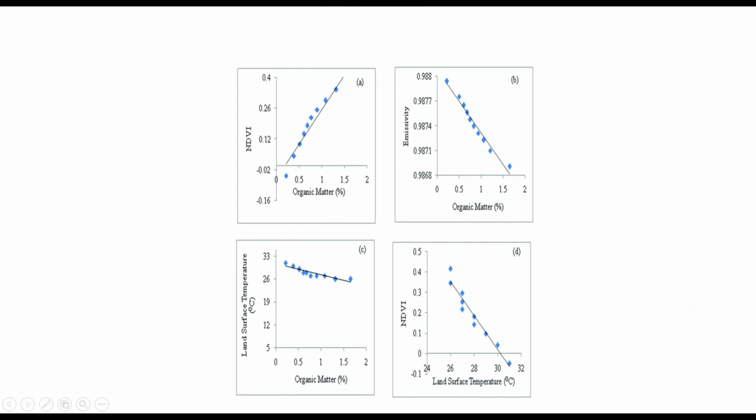There was an inverse relationship between land surface temperature and organic matter content in the soil. Definitely, if soil organic matter content is higher, then vegetation is healthier in the area and there is lower land surface temperature. There was inverse relationship between land surface temperature and normalized difference vegetation index.